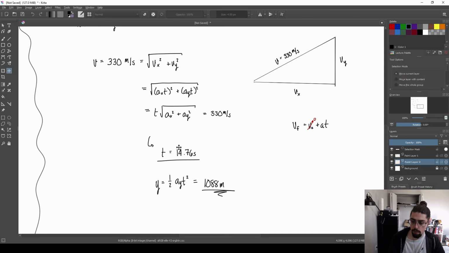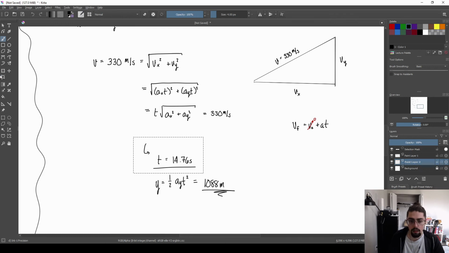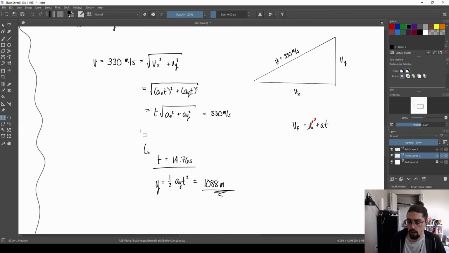So my intermediate step between those two, move this down a little bit. My intermediate step between these two would be something like, dragged a little bit too much there. t is equal to 330 divided by, so what is that? 20 squared plus 10 squared.